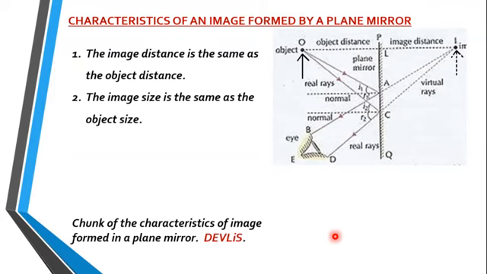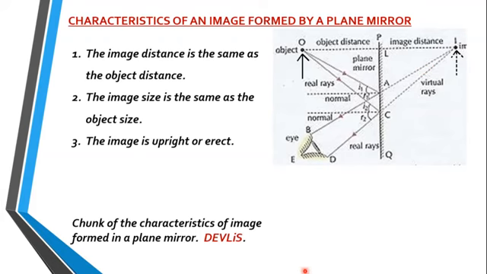Let's look at the third characteristic. The image is upright or erect, meaning the orientation, or the way the object is standing or positioned, is the same way the image is positioned. That's why we're saying the image is upright as the object, or erect as the object. The opposite is in the pinhole camera, where the image is turned upside down. You remember? But this is not like the plane mirror.